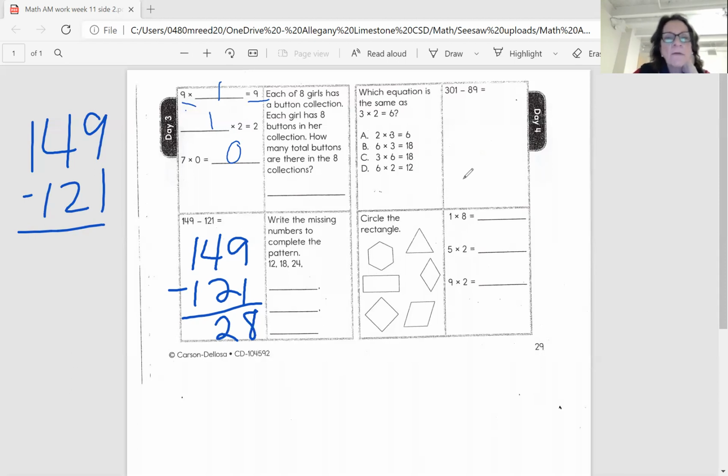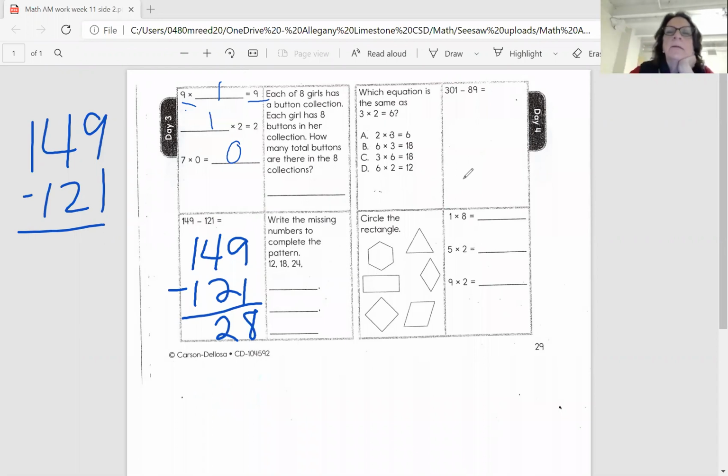And I don't think you would ever write the answer, if we said, how many bookmarks do you have, you have 28 bookmarks. I don't think you would ever write, I have 028 bookmarks, would you? So let's keep that in mind, that you don't need to put the 0 when it's your last place that you're subtracting. Okay, our next one is a word problem.